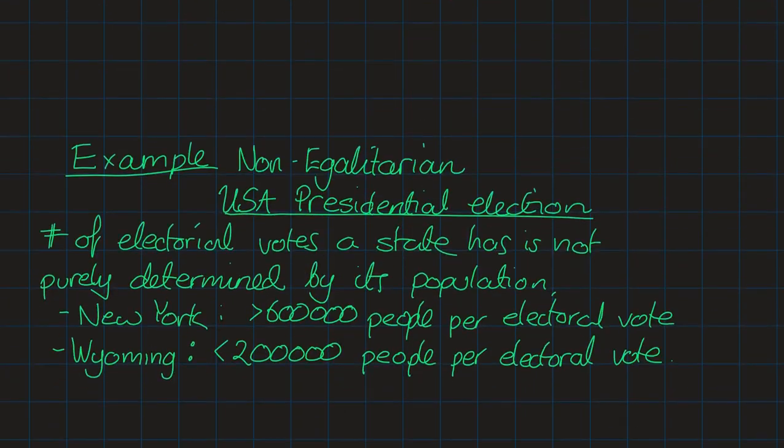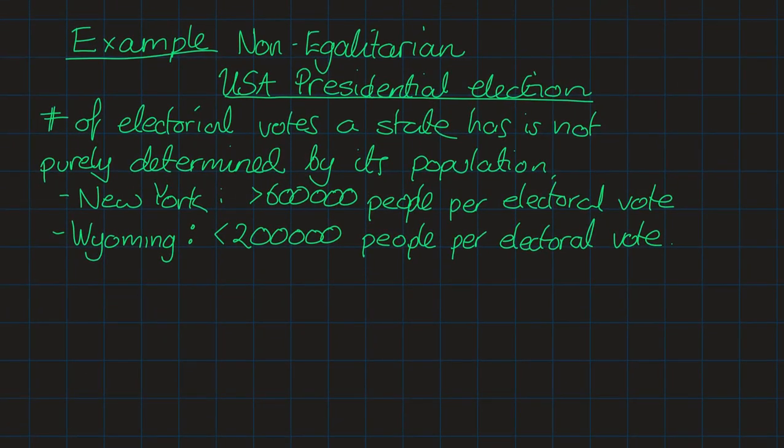So, for example, the way the US presidential elections work is via the Electoral College, right? So every state has a certain number of electoral votes. But the important thing to note is it's not purely determined by the population of the state.